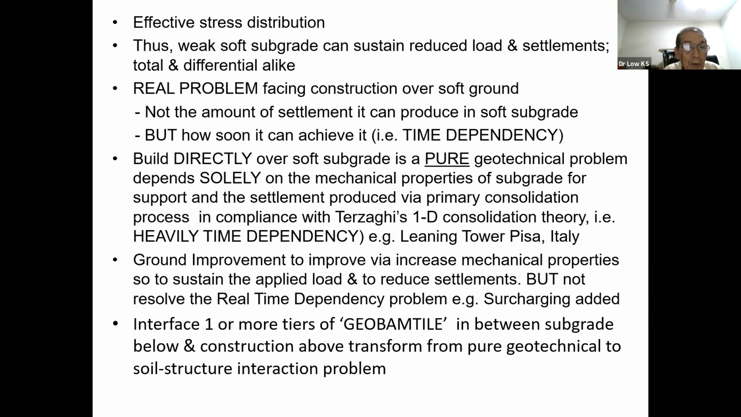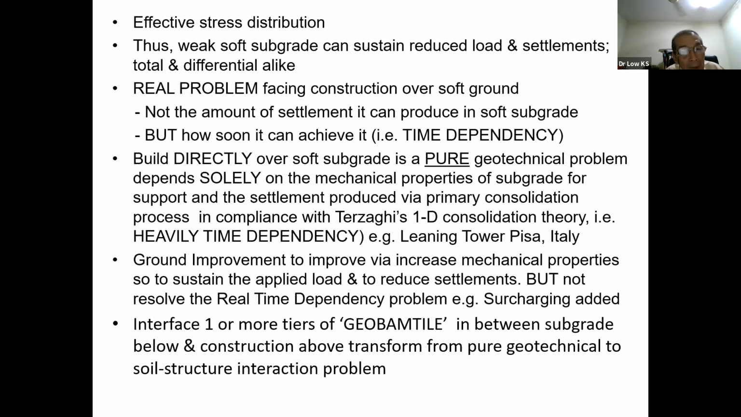And that's how they control the quality of the construction, right? So you find that in practice, when you build directly over soft ground, let's say you come to soft ground and you build directly on top, then you cannot avoid this problem. That means the soil will undergo primary consolidation little by little over a long period of time. So therefore, we see this as a problem.